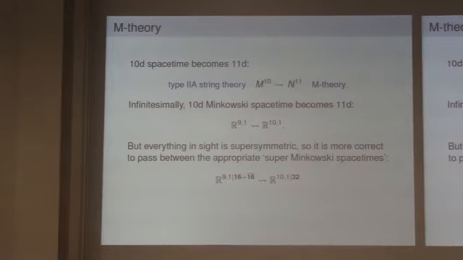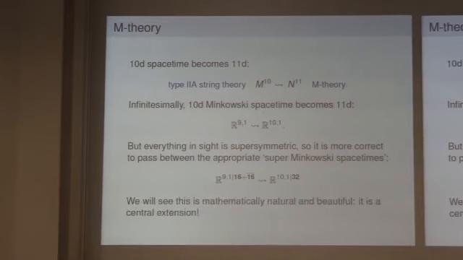So we're really passing between a super Minkowski spacetime called R^{9,1|16+16bar}, which I would call the type 2A spacetime, because it's where the 2A strings live, and the M-theory spacetime, R^{10,1|32}. And we'll see that this is a mathematically very natural and beautiful operation. It is a central extension.